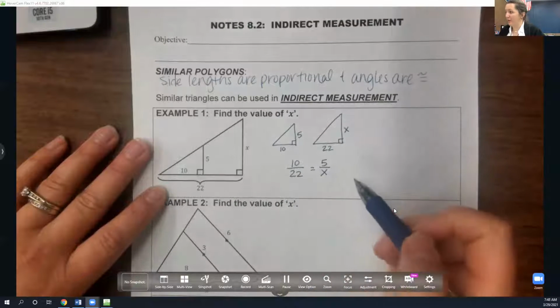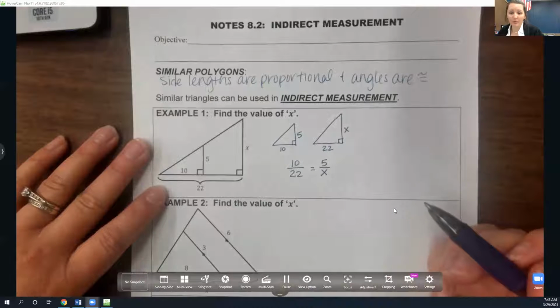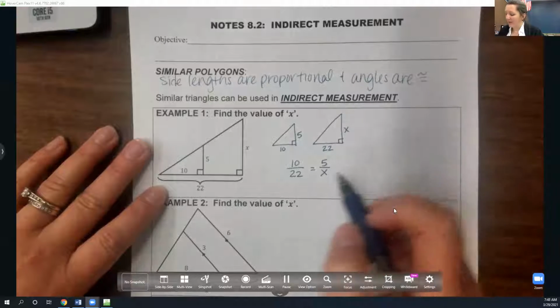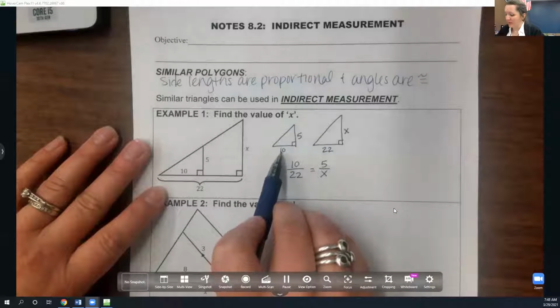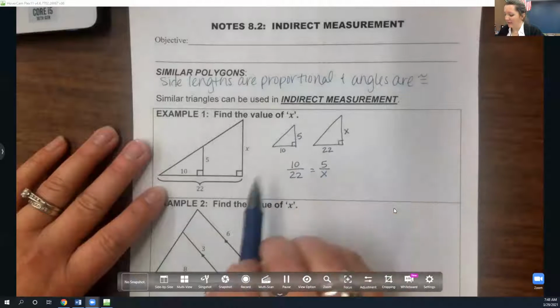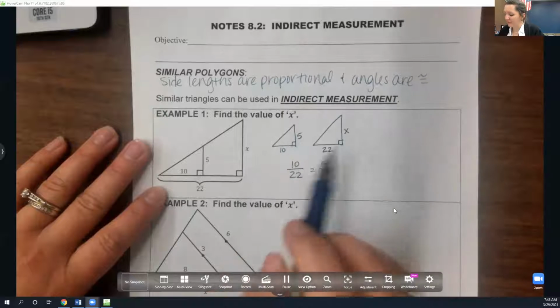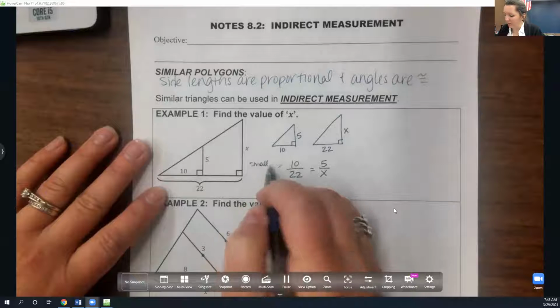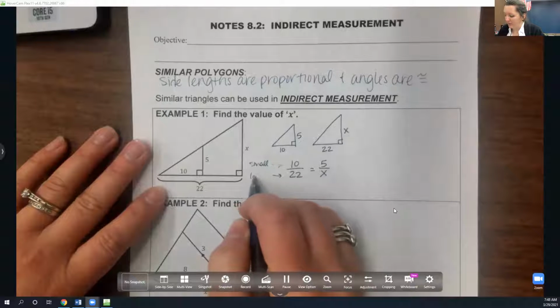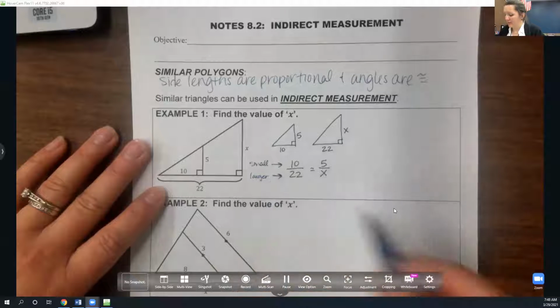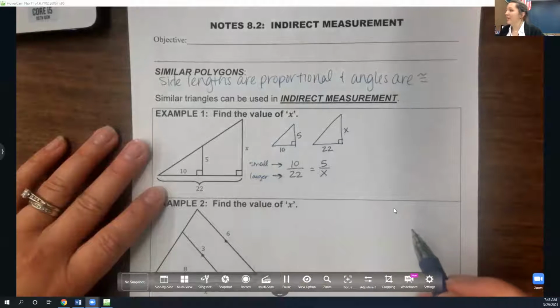So this is what indirect measurement looks like. Still using proportions, still using cross multiplication, just like we have been. So I can build it this way: 10 to 22, that's my corresponding side lengths, and 5 to x, that's my corresponding side lengths. So note on the top that I used the small triangle, and on the bottom I used the larger triangle. There are other ways to build the proportion, but today we'll just do it this way: small on top, large on bottom.